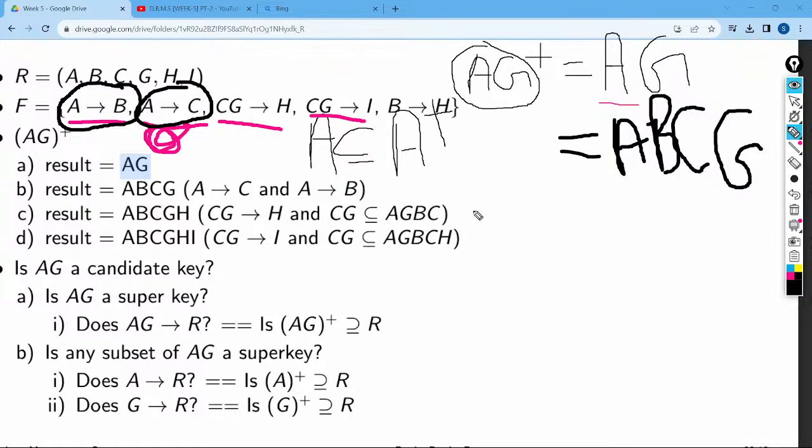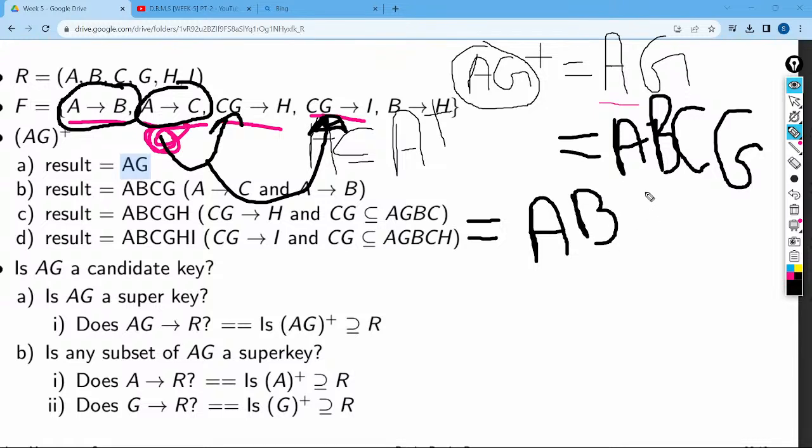Now, since CG equals AG, as we told earlier, due to this one we can assume that A must also reach these two. We can also add H and I. So A, B, C, G, H, and I. This is the same as the final result that is provided.